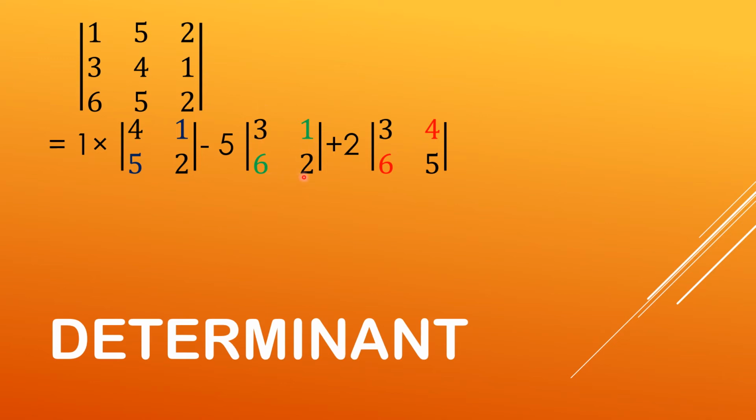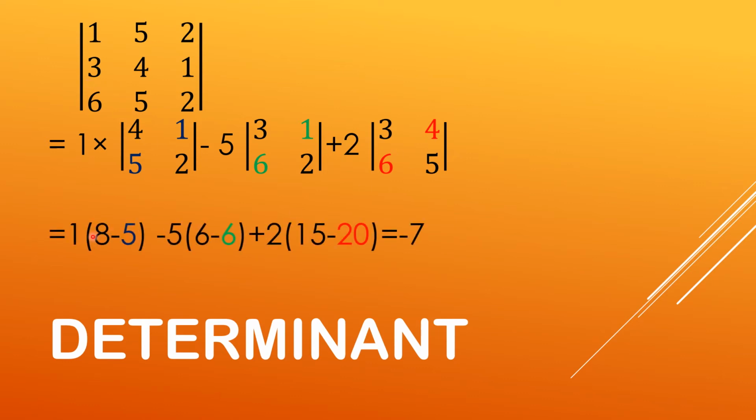3 1 6 2 plus 2 into the determinant obtained by removing the row and column containing 2. That is 3 4 6 5. In the next step, we multiply 1 into, we know how to find the determinant of a 2 by 2 matrix.